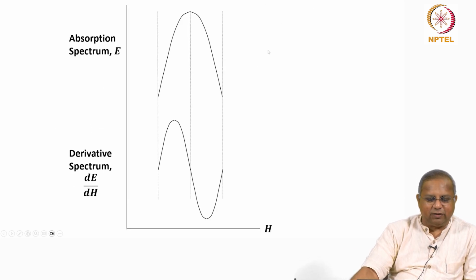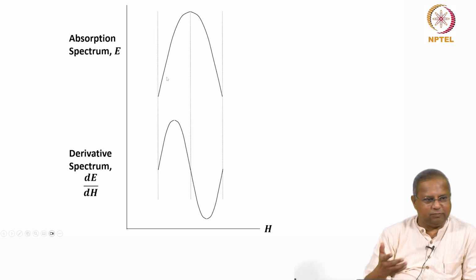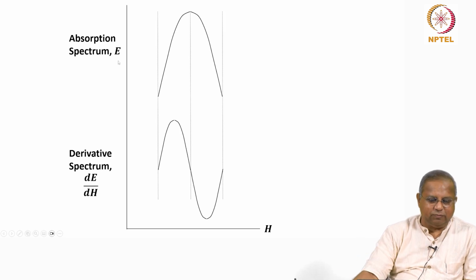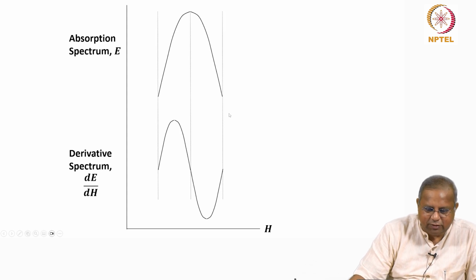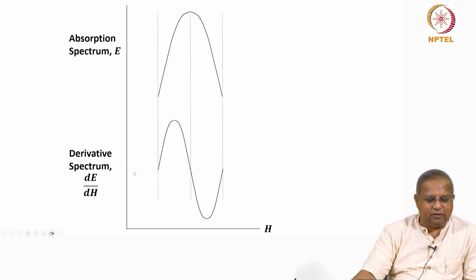When you do that, the energy absorbed versus the field strength gives you all the information that is needed. That is what is measured. You measure the energy absorbed in some way. So the absorption spectrum will look typically like this standard, right? If you take the derivative of the spectrum with respect to H, it is going to look something like this. Right? You all know this.